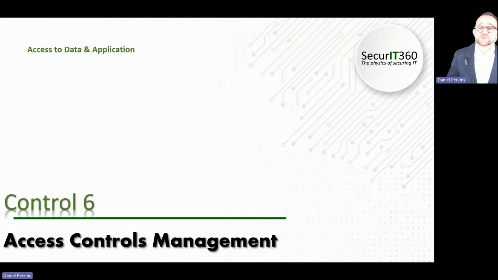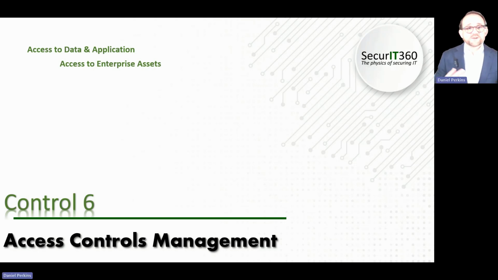All right, so let's take a look at Control 6, Access Controls Management. So a little different from accounts here. Now we're talking about the authorization within our application. So now we need to think about how we're provisioning access to our data and application. So using the CIS language here, we're talking about access to enterprise assets. So that's kind of our data or information that we've got.